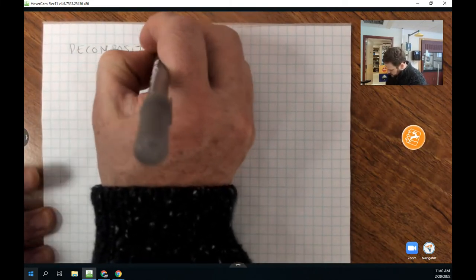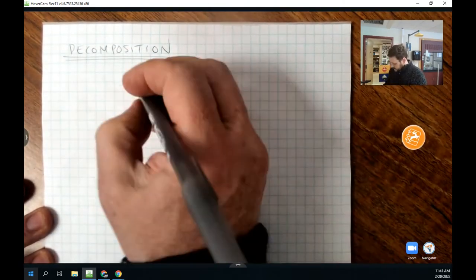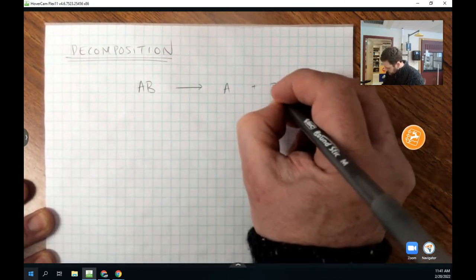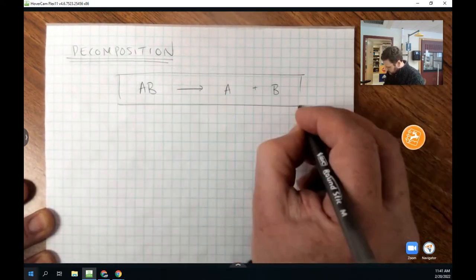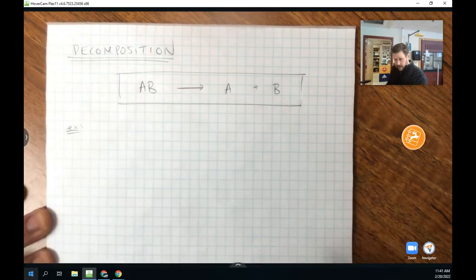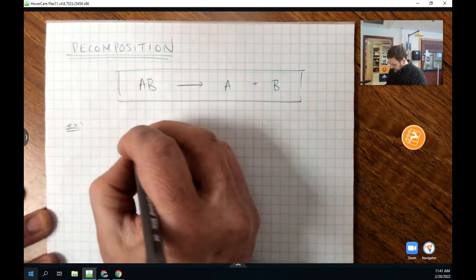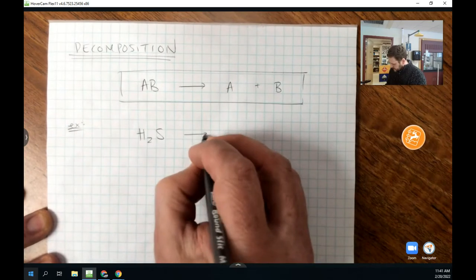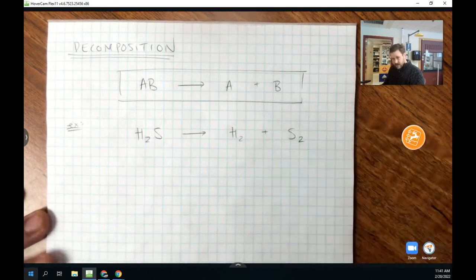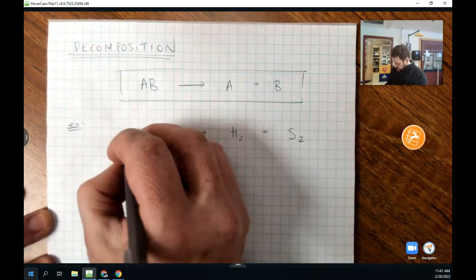And just like before, I'm going to write a simple general form for a decomposition reaction. And the general form is AB yields A plus B. So this is essentially backwards synthesis. Decomposition. A compound breaks down into simpler products. The examples I'll give start with the decomposition, for instance, of hydrogen sulfide gas and forming H2 and S2. Again, that's not a balanced equation, but I can balance it with just a few coefficients here.